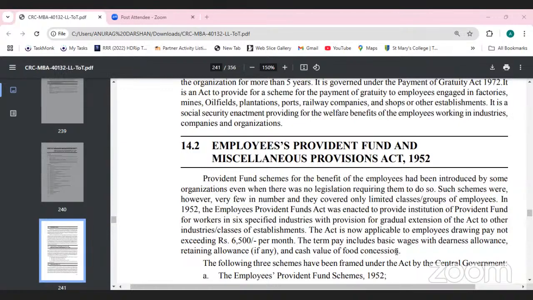Now, coming to the Provident Fund schemes for the benefit of the employees, they have been introduced by some organizations where there is no legislation requiring them to do so. Such schemes, however, have been there only for limited classes or groups of employees. So in the year 1952, the Employees Provident Funds Act was enacted to provide for the institution of Provident Fund for workers in 6 specified industries. This has later been extended to other industries and classes of establishments. The Act is now applicable to employees who are drawing pay not exceeding rupees 6,500 per month.